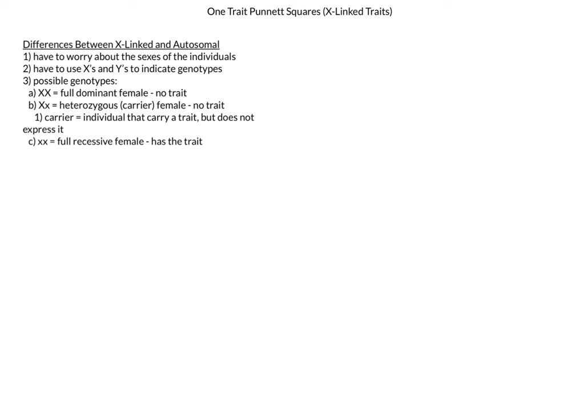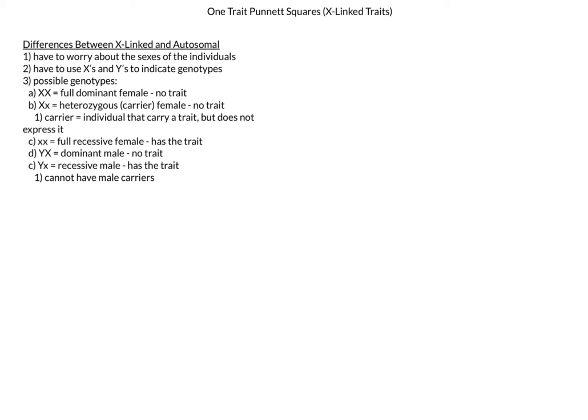In terms of the males, we have Y, big X, which would be a dominant male that does not express the trait. And we have Y, little x, which would be a recessive male that expresses the trait. Note that since males only have one X chromosome, they either express the trait or they don't. And as such, we cannot have carrier males.